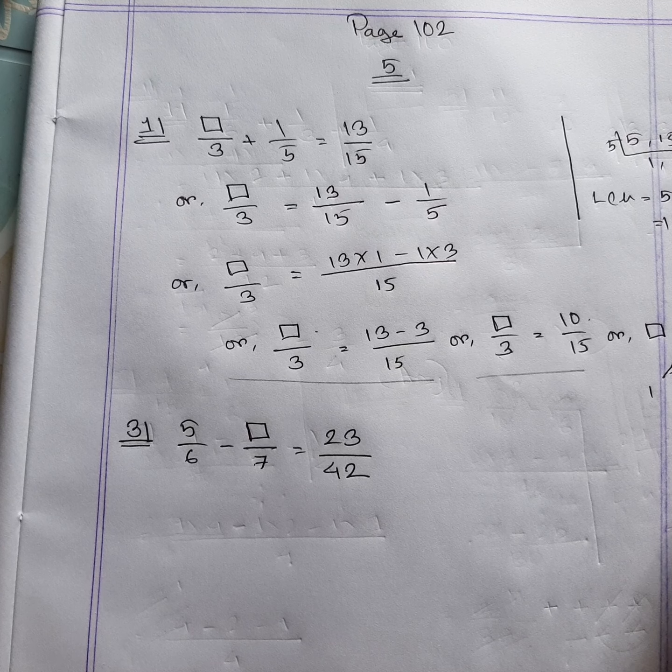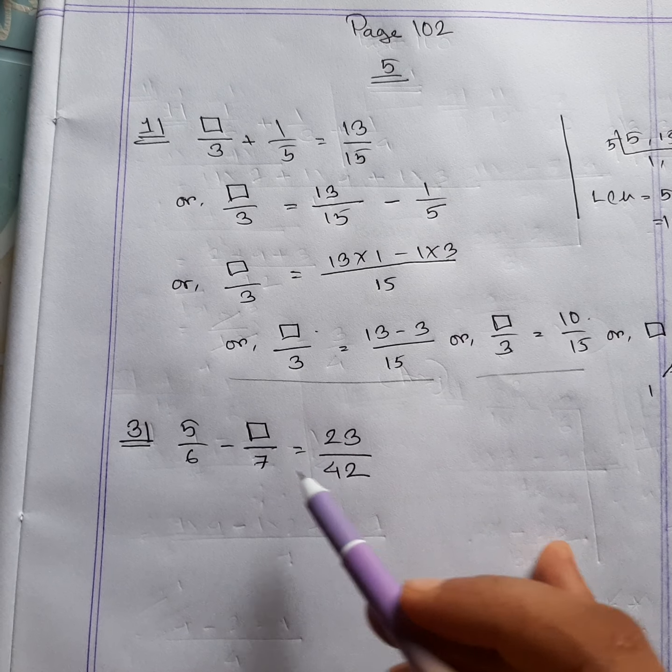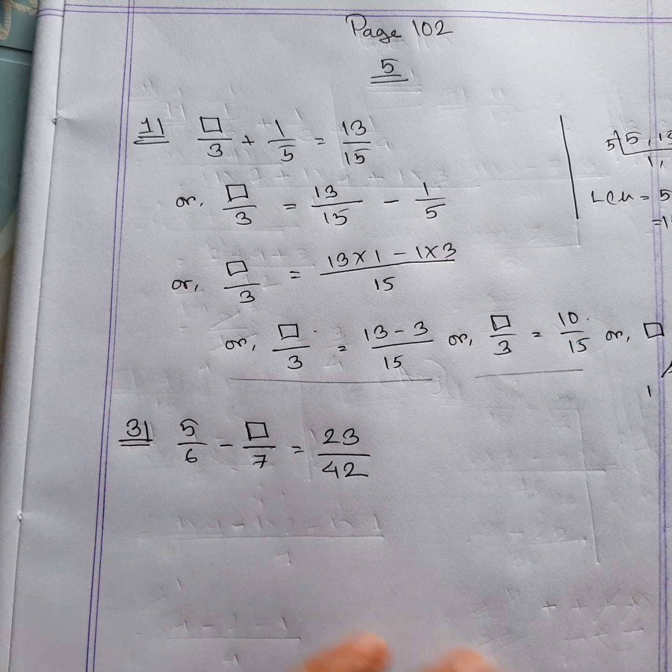So basically we don't write 1 at the bottom as a denominator. So the missing number will be 2. Your missing number is 2. And I'm going to do another one on another page.